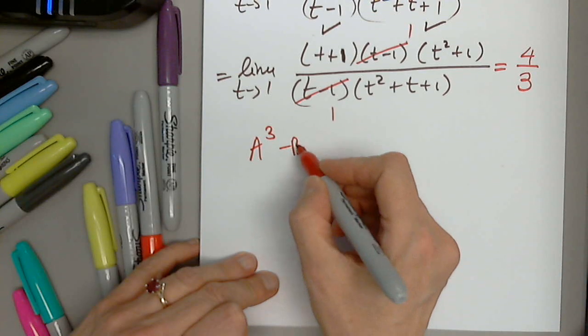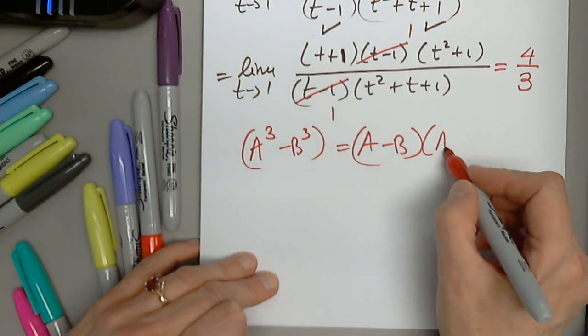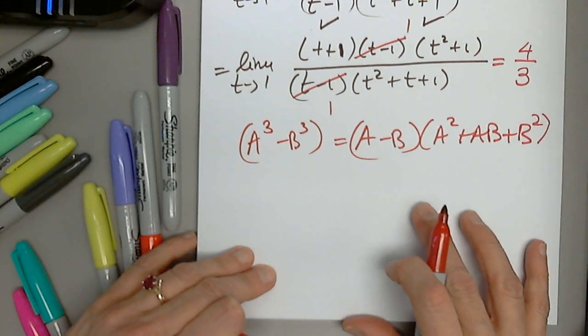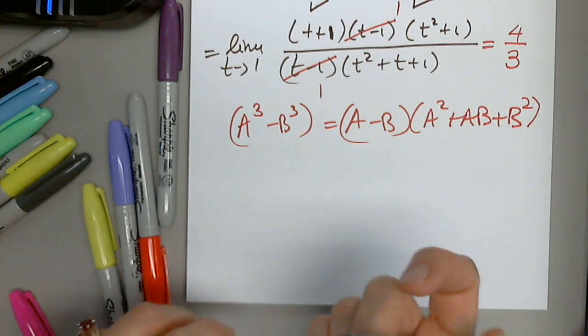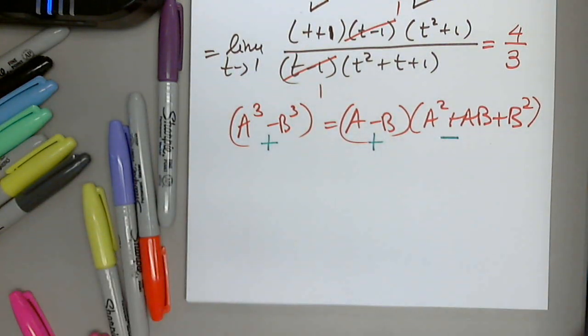A to the third minus b to the third is a minus b times a squared plus ab plus b squared. It should be on the front cover or back cover of your book, and we can talk about it more later if you want. If this is positive, then this will be negative.